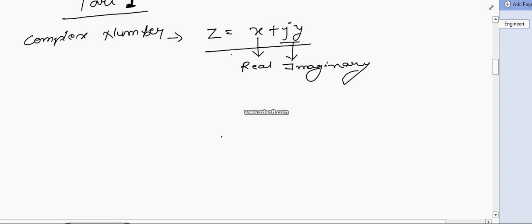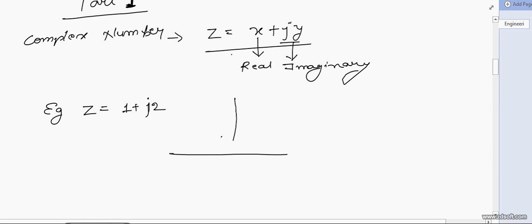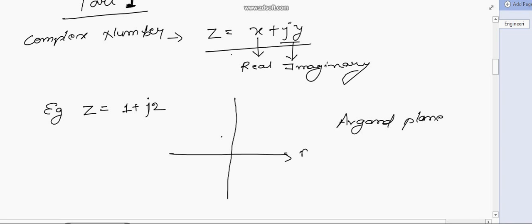Now this number, for example, can be z is equal to 1 plus j2, and this can be represented on a plane. This is called the Argand plane, where this part is the real axis and this is your imaginary axis.